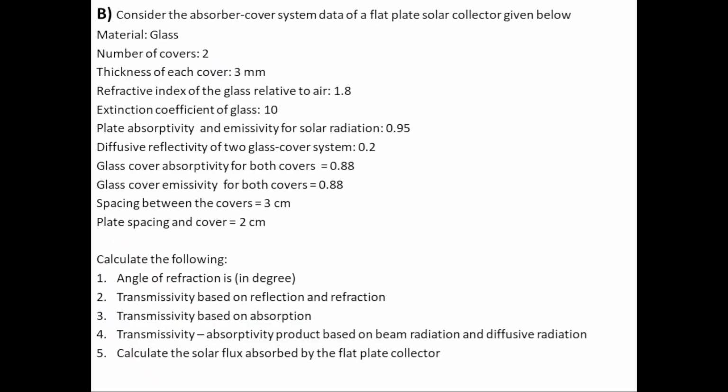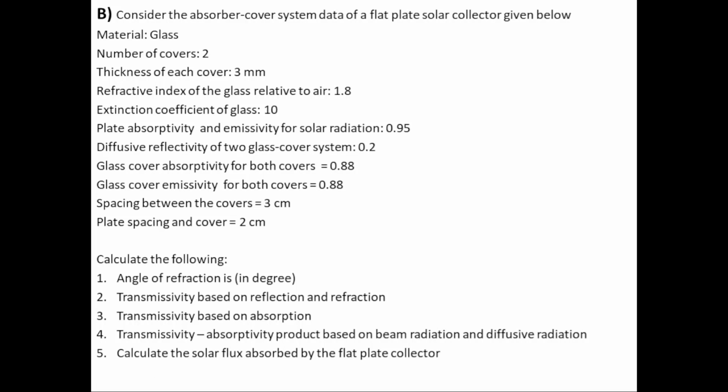Then we moved on to understanding, after calculating the angle of incidence, how the sun rays fall onto your glass cover. When the beam radiation falls onto the glass cover, it undergoes refraction because it is going from the air medium to the glass medium. So we calculated the angle of refraction using Snell's law, where Ni sin theta equals Nr sin theta r, and we found the angle of refraction to be around 20.26 degrees.